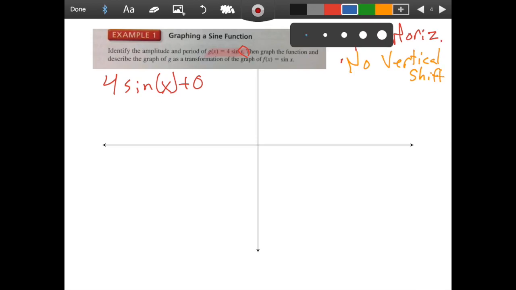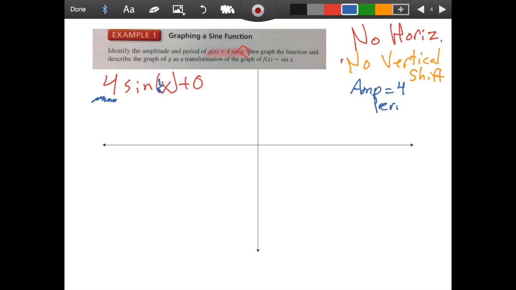We can talk the amplitude though, because the amplitude deals with this term in front of sine of x. So we have an amplitude of 4. And since there's no term in front of x here, our period is still 2 pi. All right, so how can we graph this out?